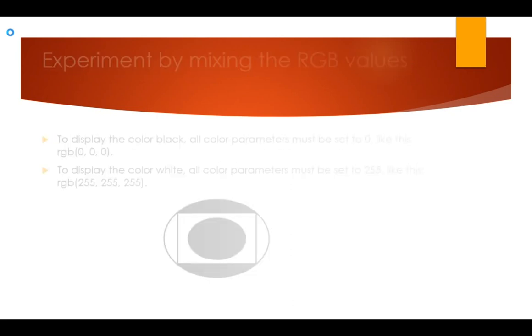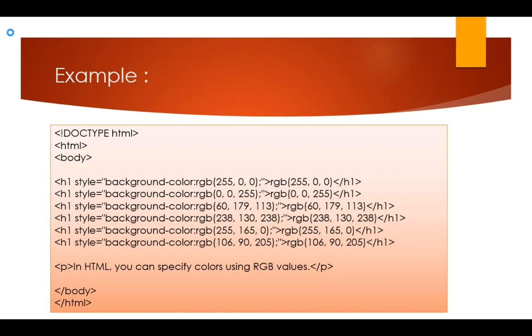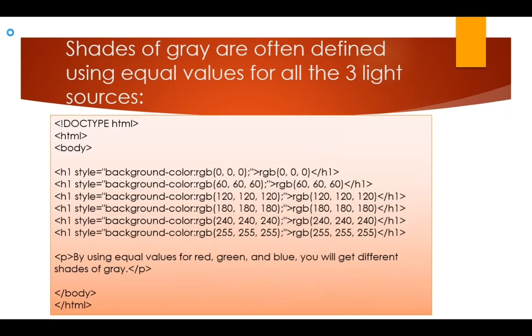Here I have given one example with some colors, so pause and write the values, or else wait for my notepad explanation. It will be very clear, so no worries. Shades of gray are often defined using equal values for all three light sources. This example shows shades of gray, so the values are the same for red, green and blue, but different across shades. You can pause and try by yourself or wait for my notepad explanation. It's very easy, no worries.